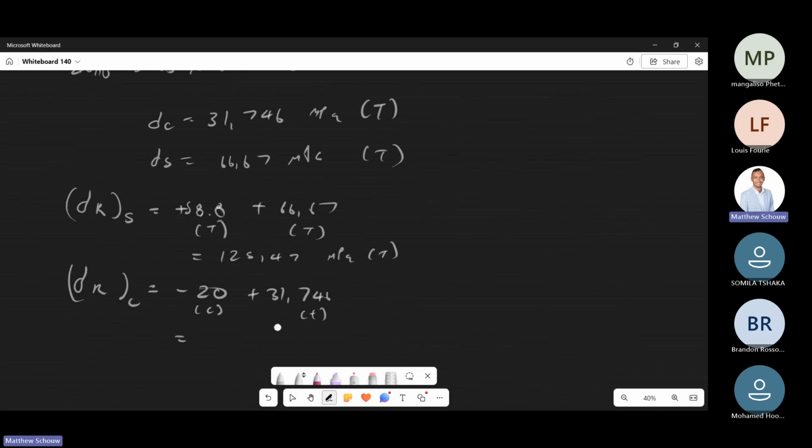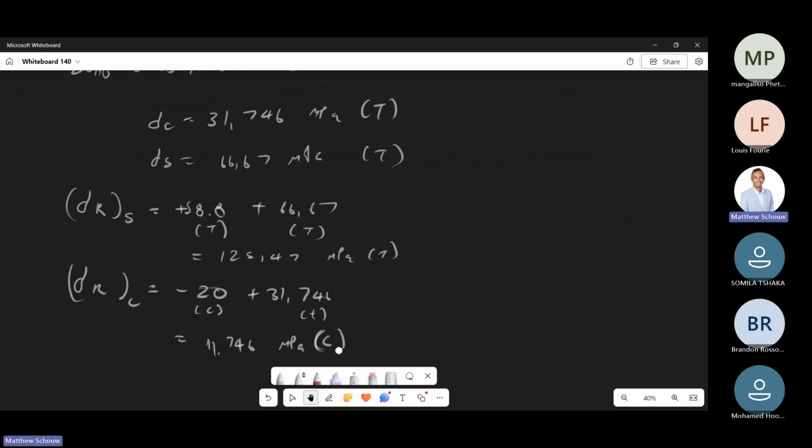11,746. Yeah. And there you go, students. Welcome to N5. 746 megapascals. But what is the sense? Positive, is it tensile or what is it? Tensile or compressive? Compressive, exactly. It's compressive. There we go.